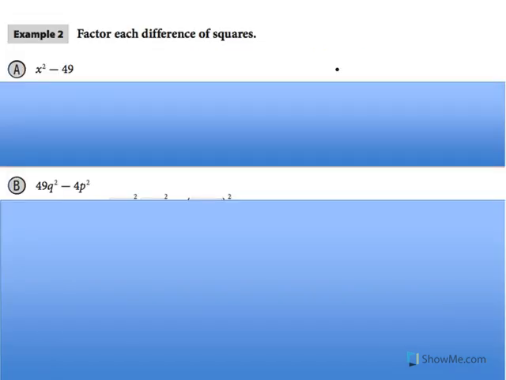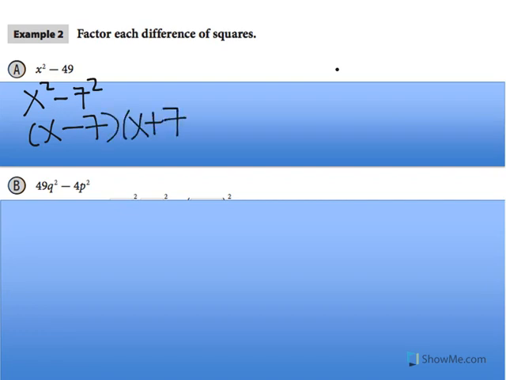Okay, let's go on to some examples. Factor each difference of squares. So rewrite 49 as 7 squared. So this becomes x minus 7 times x plus 7. Okay, as before, we're not solving for x yet, we just factor.